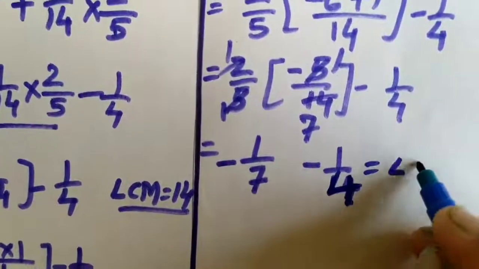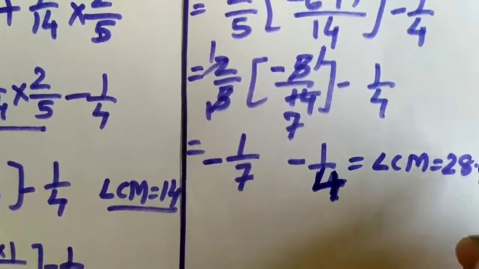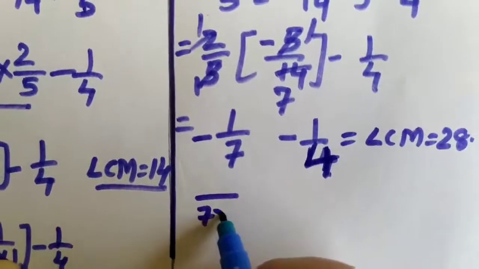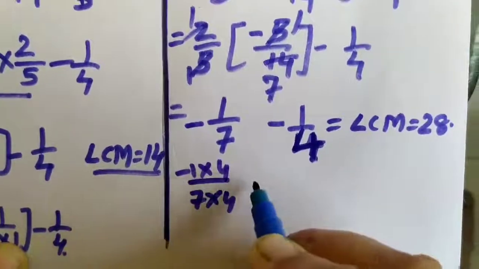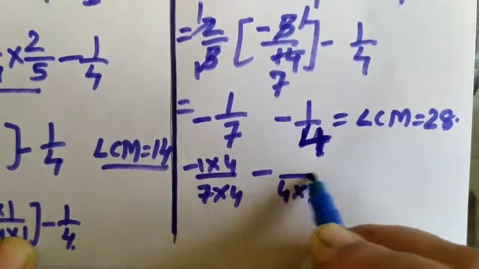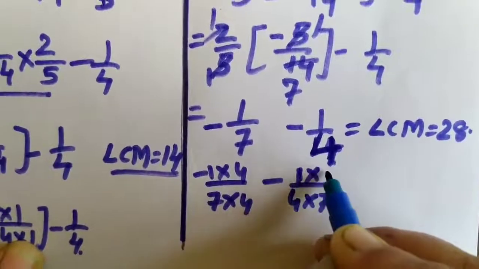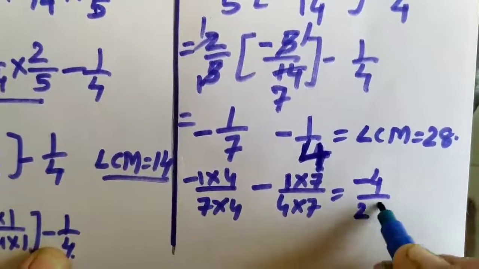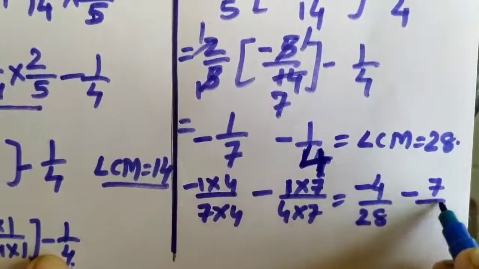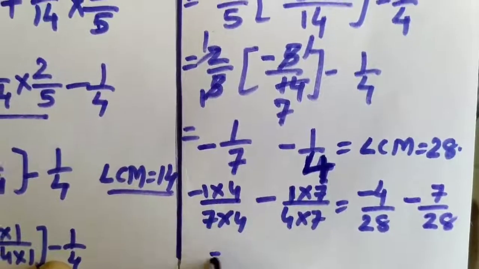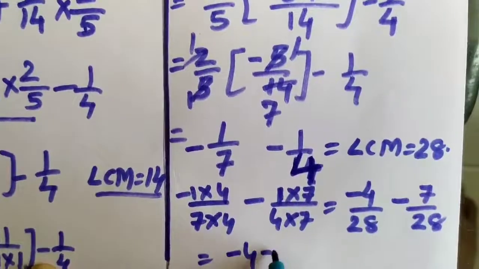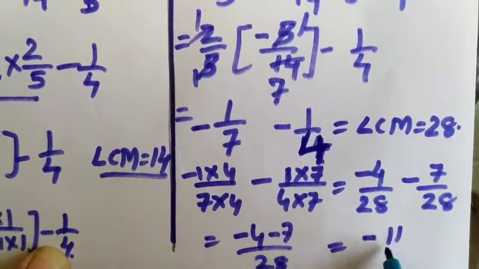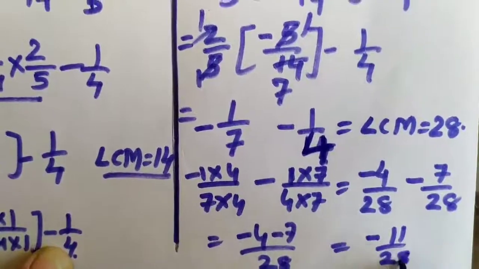Now here LCM is 28. So we can say we have to make the denominator 28 now. 7 4s are 28 and minus 1 into 4, minus 4, 7 4s are 28 and up will become 1 7s are 7, equal to minus 4 upon 28 minus 7 upon 28. This will become minus 4 minus 7. Minus 4 minus 7 upon 28 equal to minus 11 upon 28. This is the answer.